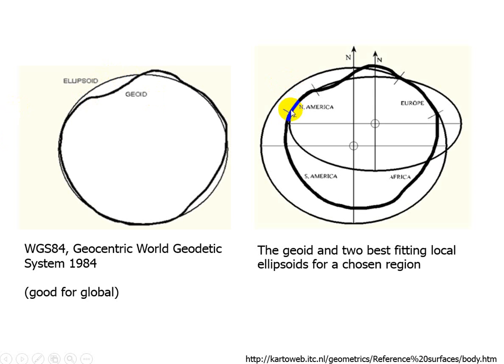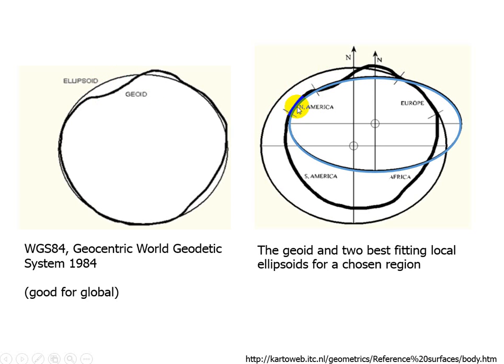Let's say that we're really interested in mapping North America. That's our area of interest. So the best ellipsoid we could choose to map North America, which would match the geoid very well, would be this blue guy, right?